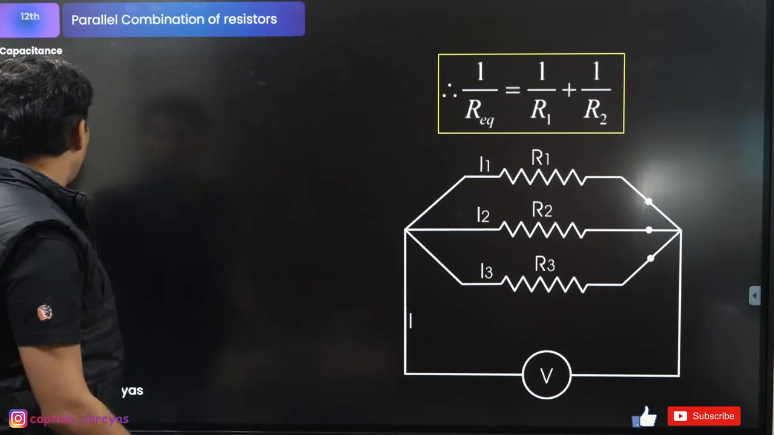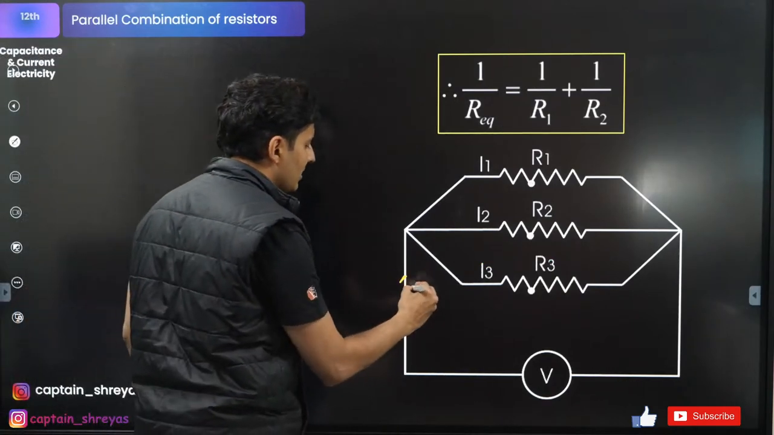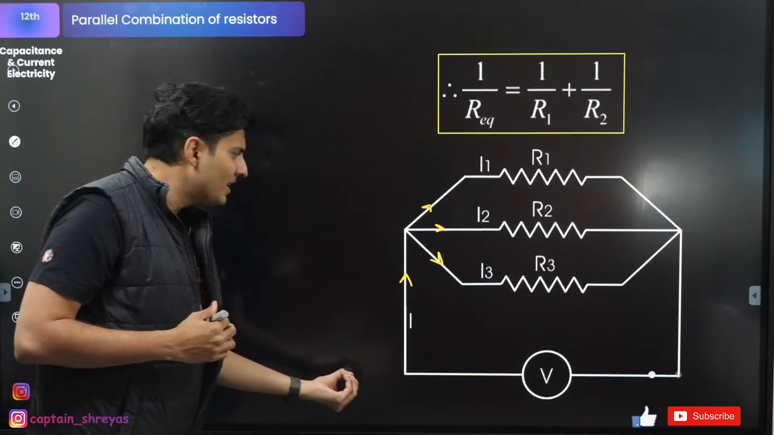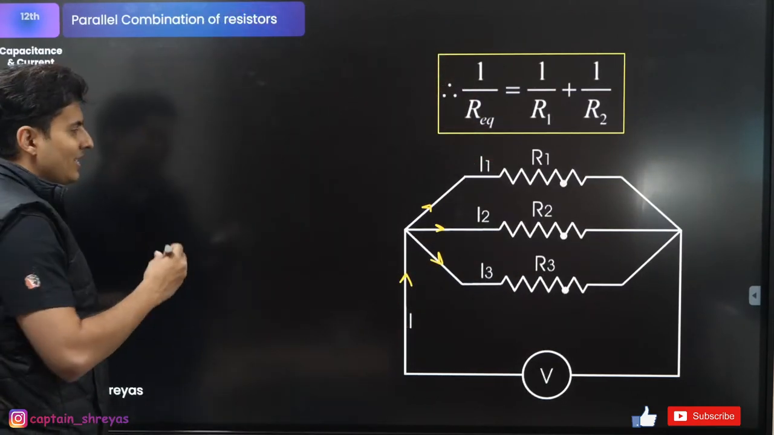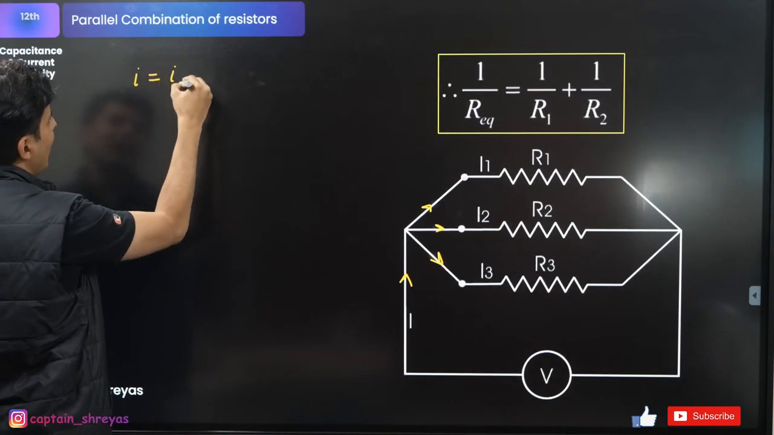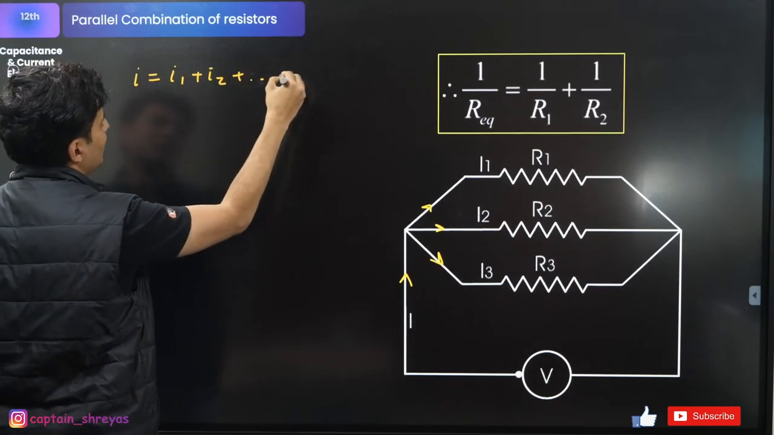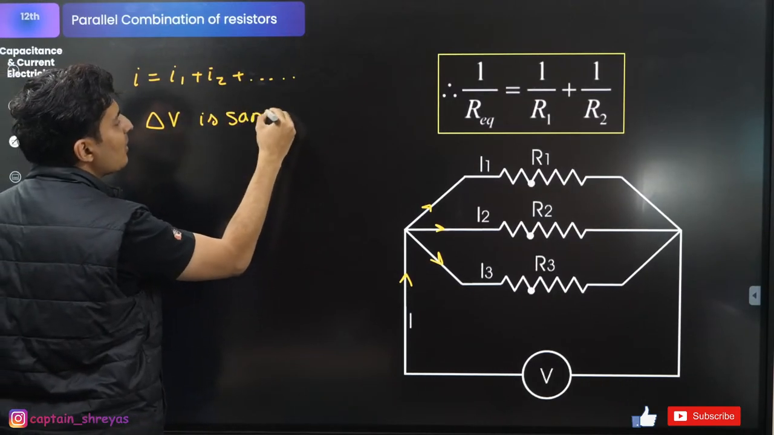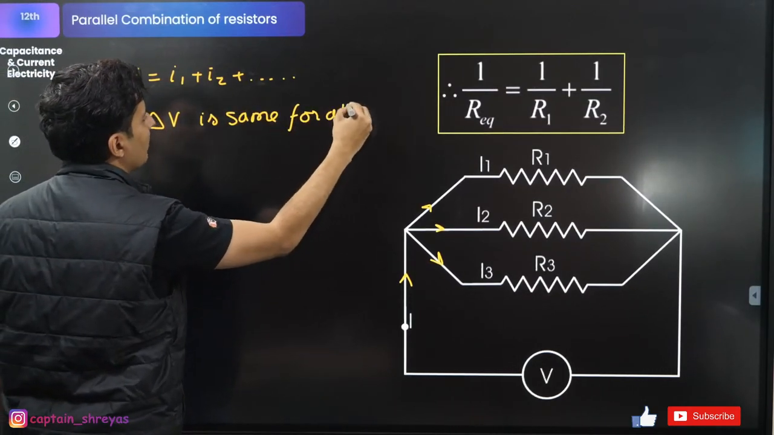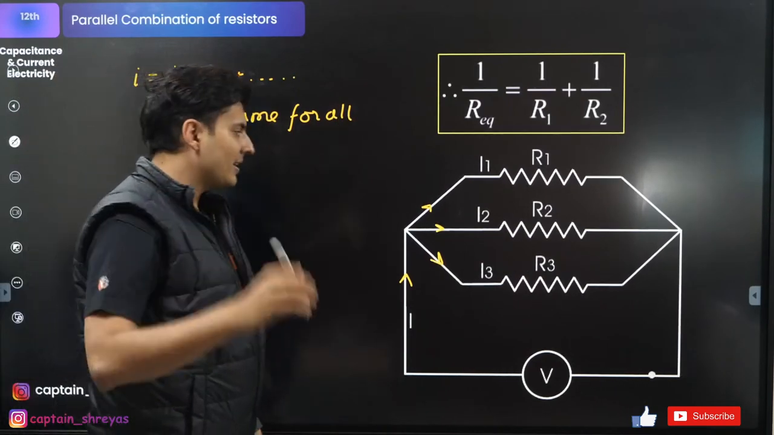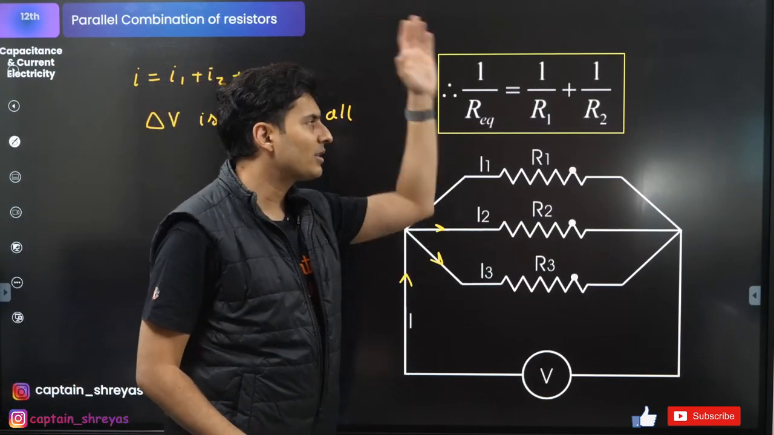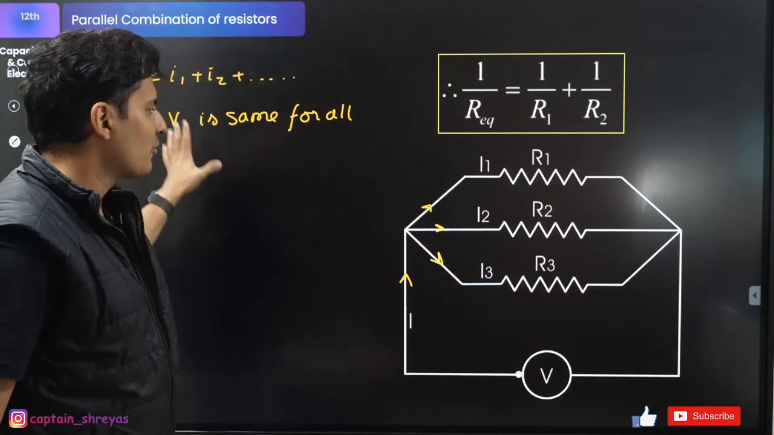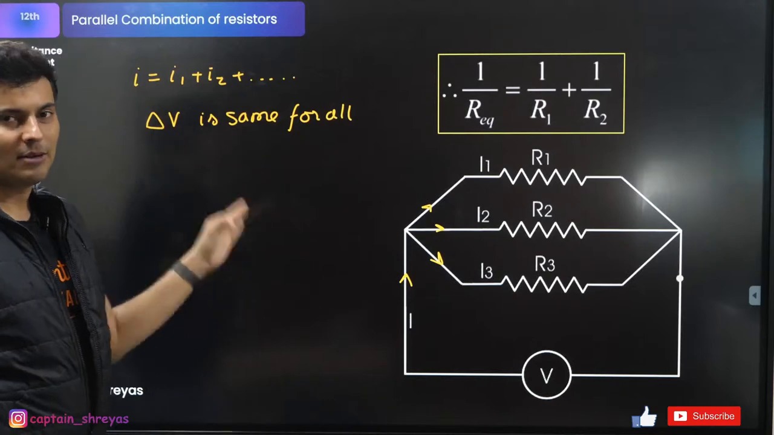Whereas in parallel, the current which comes in gets distributed into multiple branches, just like in capacitors where the charges get split up into different branches. So the total current will be I1 plus I2 and so on and so forth. The voltage drop is the same for all, and the equivalent resistance is given by 1 by R1 plus 1 by R2 plus 1 by R3 and so on and so forth. Okay, that's for resistors in series and parallel.